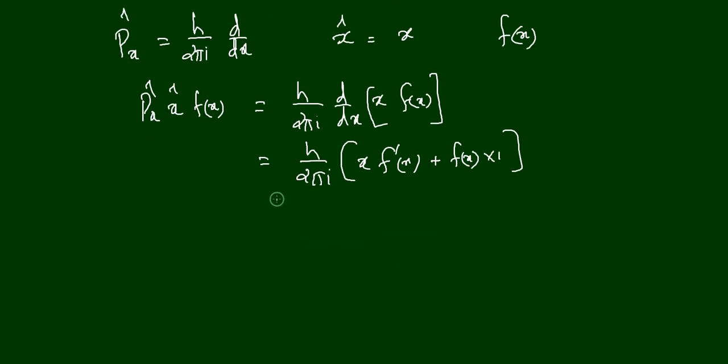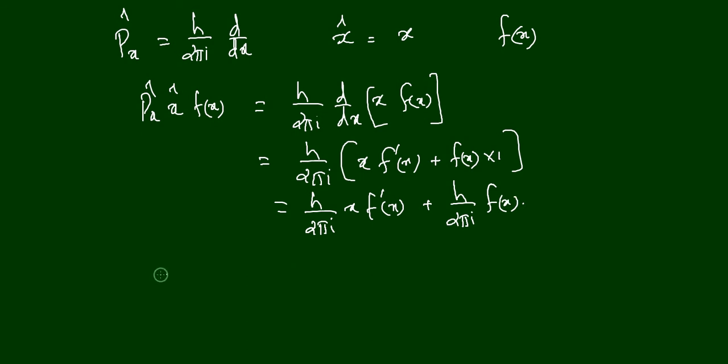So we get h divided by 2 pi i x f'(x), where f'(x) represents the first derivative of f(x). So h by 2 pi i x f'(x) plus h by 2 pi i f(x). That's the result.